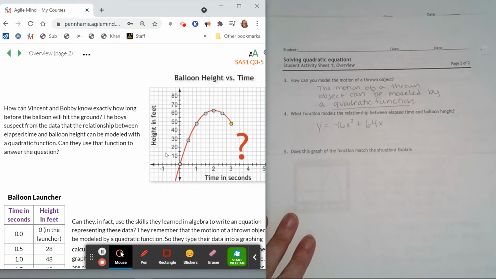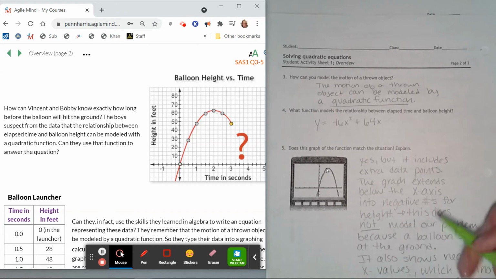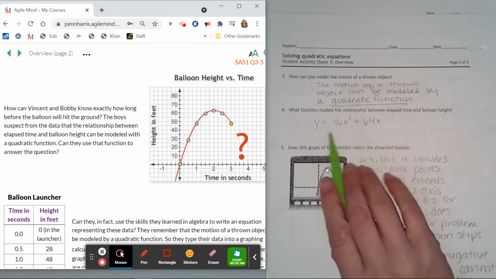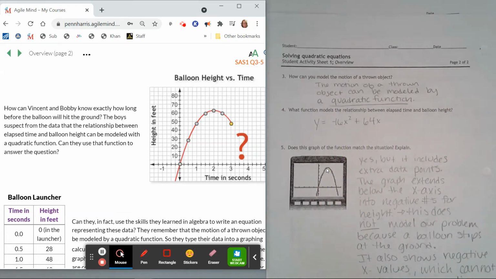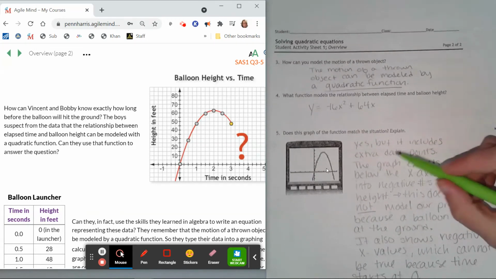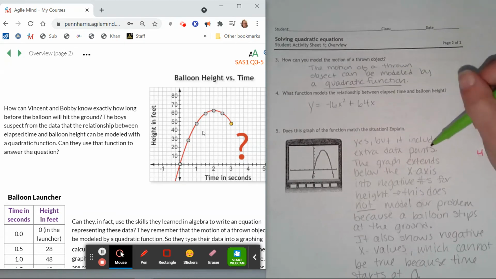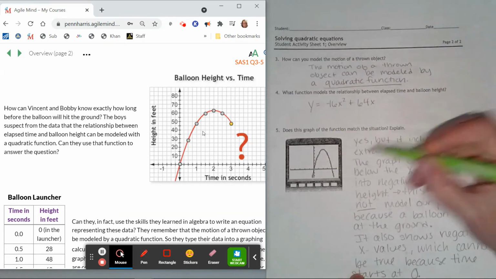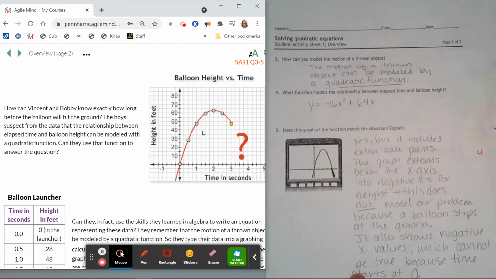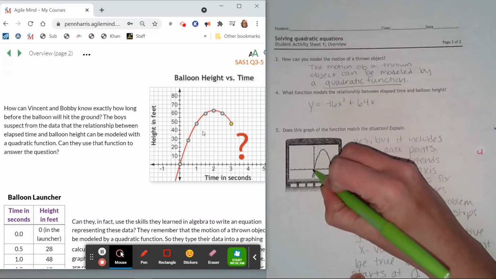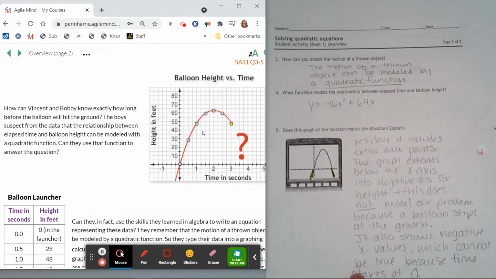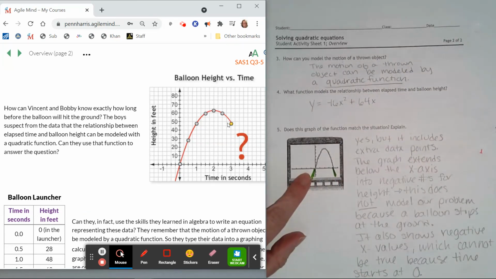Okay. So question 5 asks us, does this graph match the function of the situation? Okay, and so here is the actual graph of y equals negative 16x squared plus 64x. And the answer is yes, it does match the function if you compare this one to this one. However, the graph extends below the x-axis, this area down here, and it also extends to the negative values of x. These do not match what's up here.